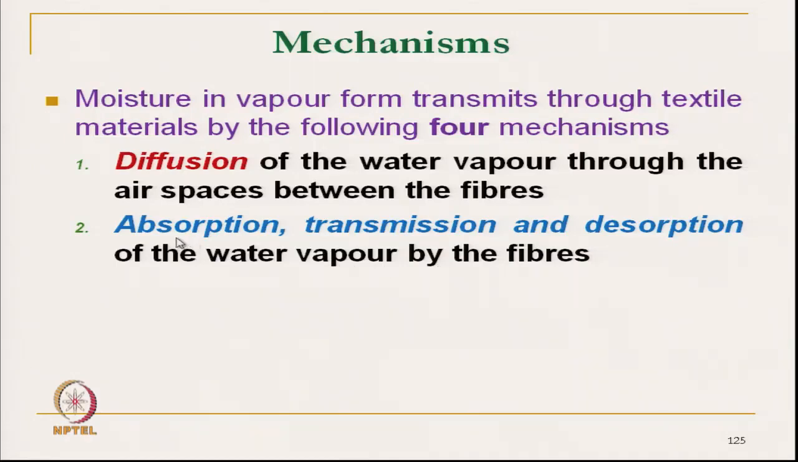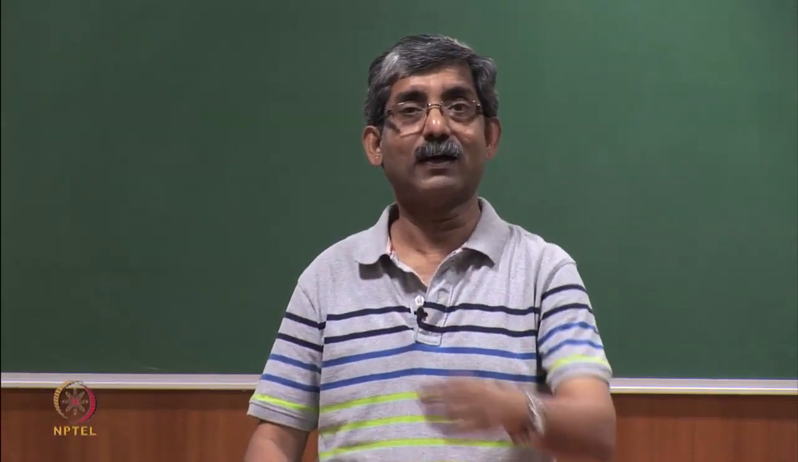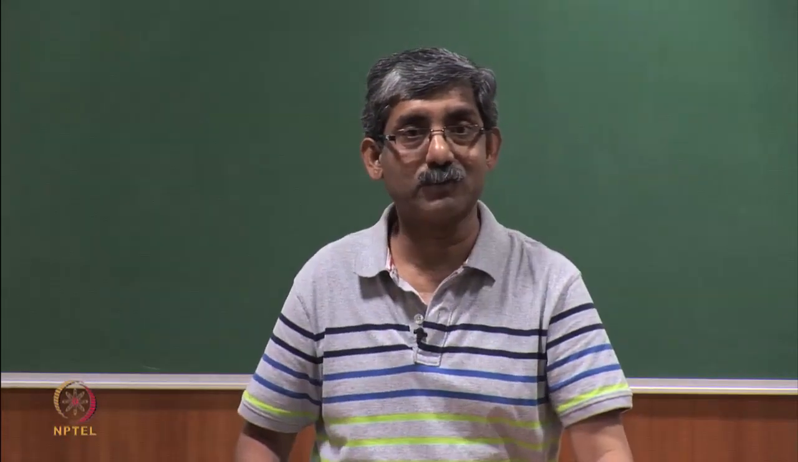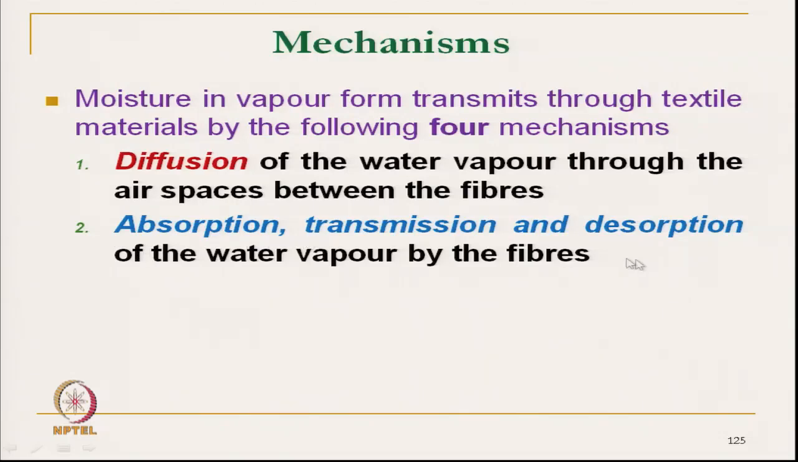Next is absorption, transmission and desorption. This only takes place for hydrophilic fiber. The hydrophilic fiber material absorbs the moisture, and the moisture gets transmitted through the fiber to the other surface, where the vapor pressure is relatively low, and from there it gets evaporated. This is the principle. If we compare the diffusion principle and the second one, diffusion through air is very, very fast. It is much faster than absorption, transmission, desorption. But this second principle is very important where diffusion is not there. We will discuss that.